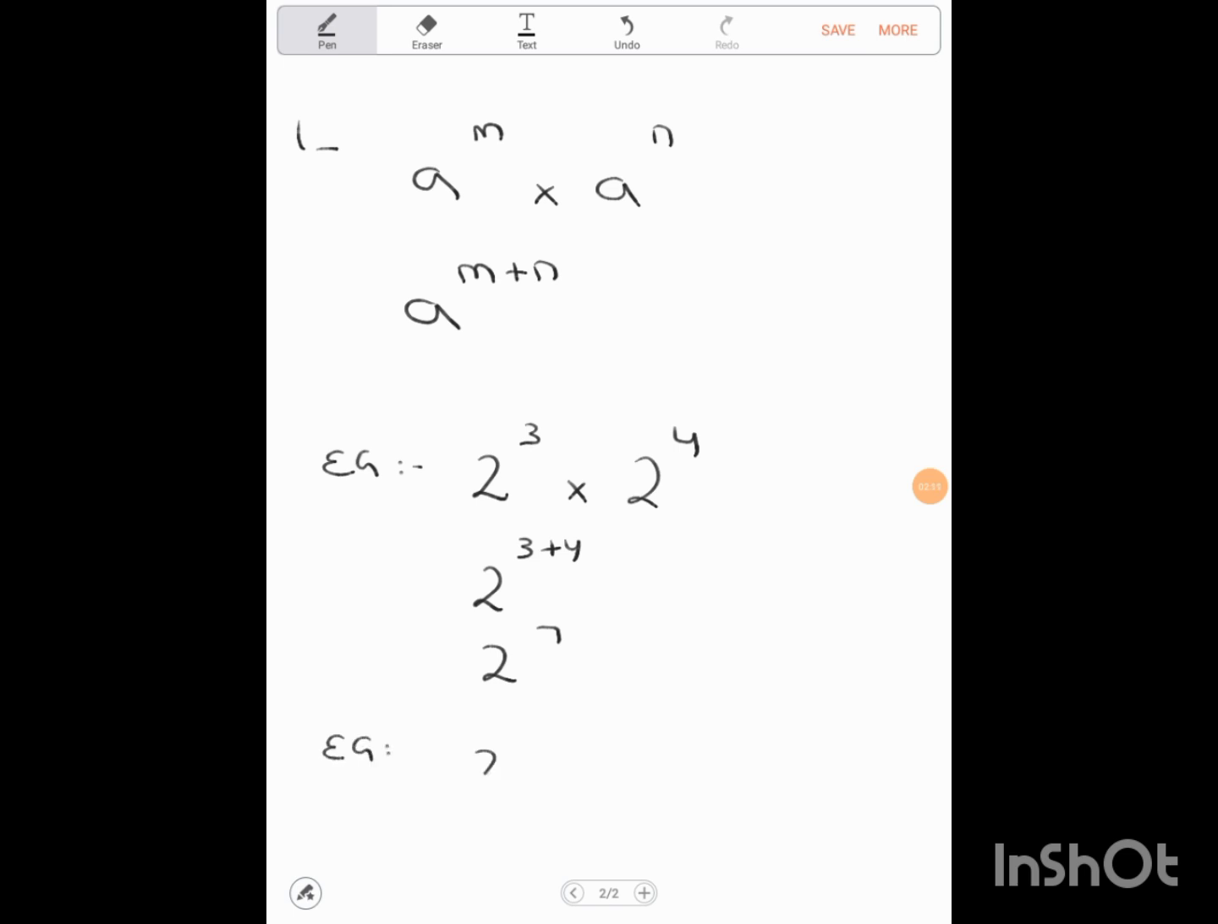Okay, let's check out another example. If I give you x to the power 3 into x to the power 2, now you can see bases are same, they both are x. So you will add up the powers. Finally it's going to be x to the power of 5. I hope this first law is clear with you guys.